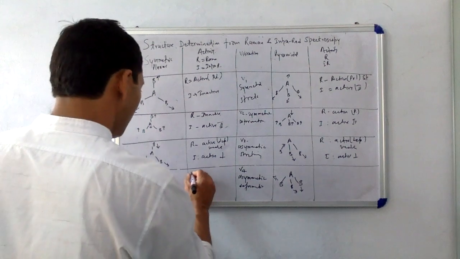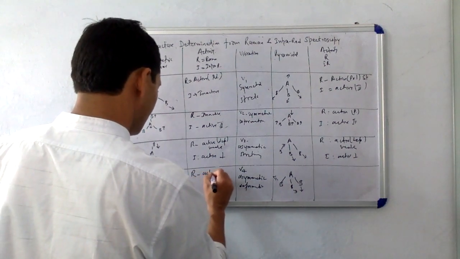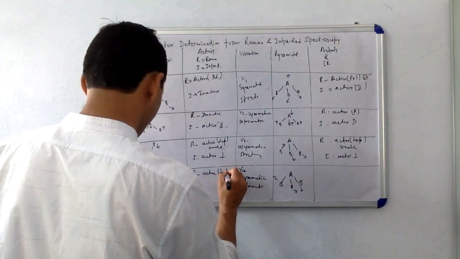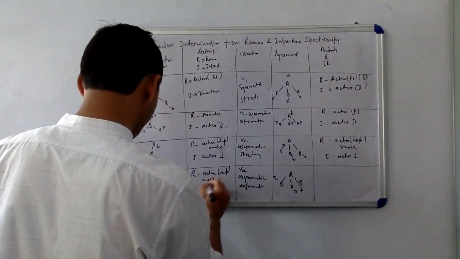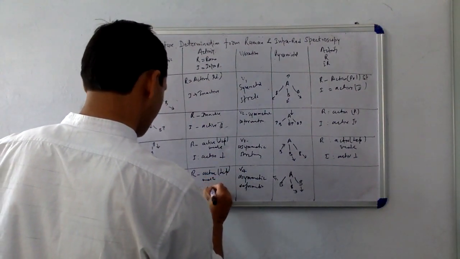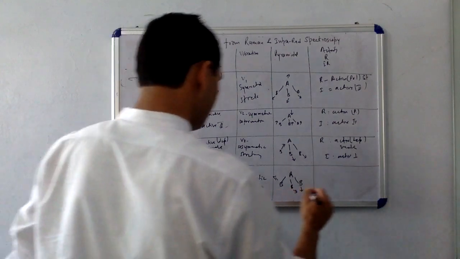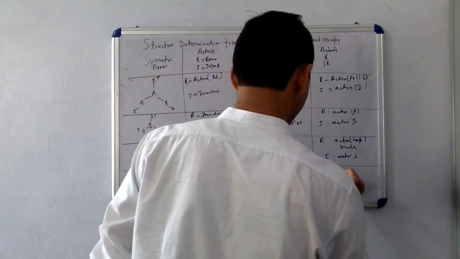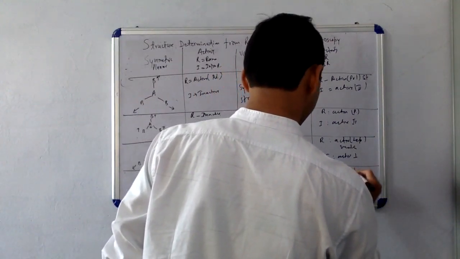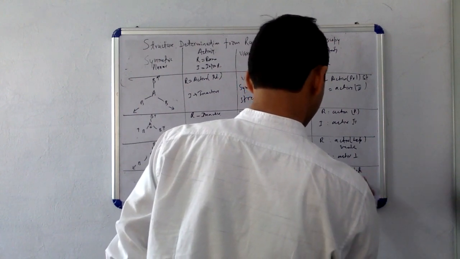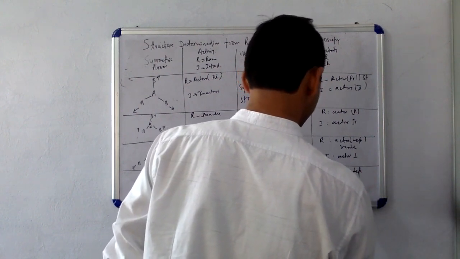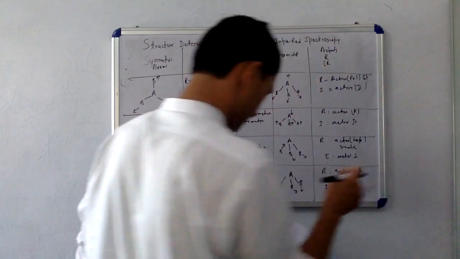So in this case you have this R active, depolarized and weak, and this I is active and perpendicular. Here you have this R active, depolarized, weak, and I is active and perpendicular.